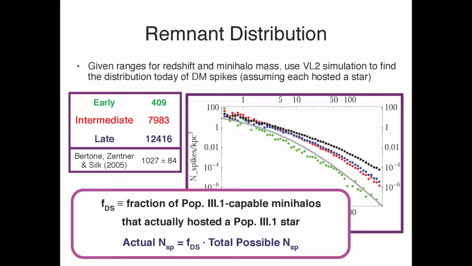And this is the total number of spikes in the Milky Way halo that we found in each of these cases. All right, now, did all of these things form population 3.1 stars, dark star phase, remnant black hole? Probably not, and so we had to define this fraction of population 3.1 capable mini halos that actually did host one of these objects. So if you think about the actual number density of spikes, it's this fraction times the total possible. So it's plotted here as the total possible.